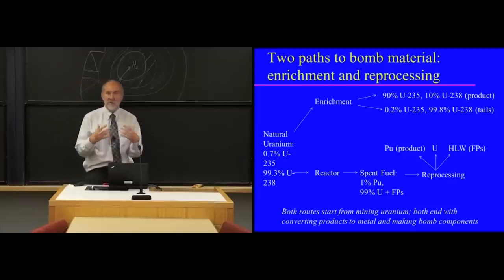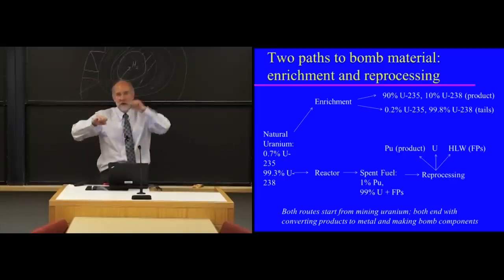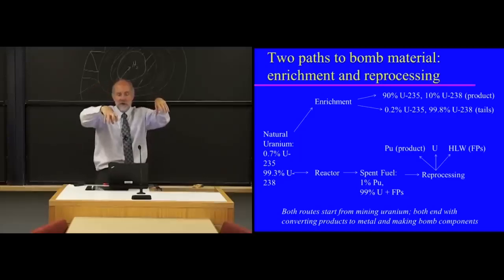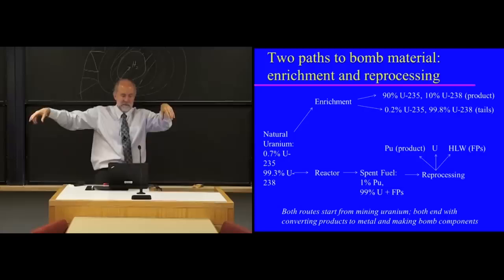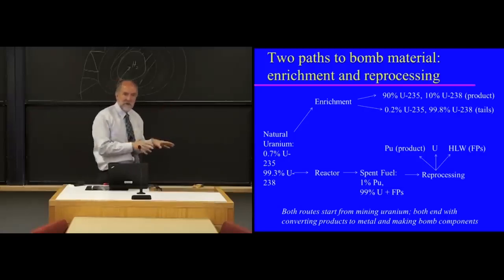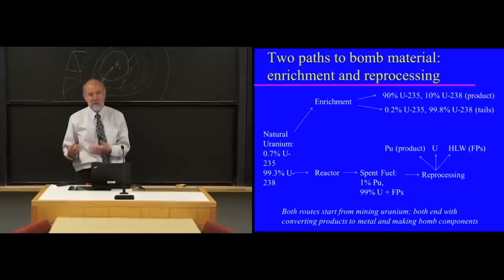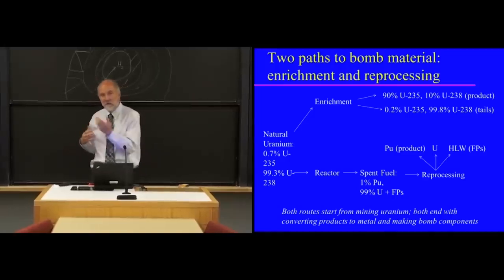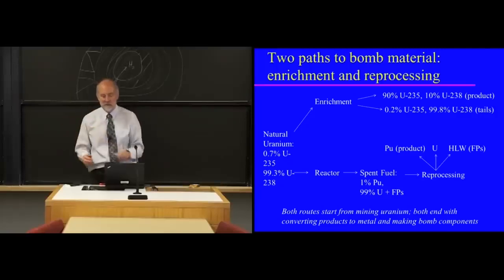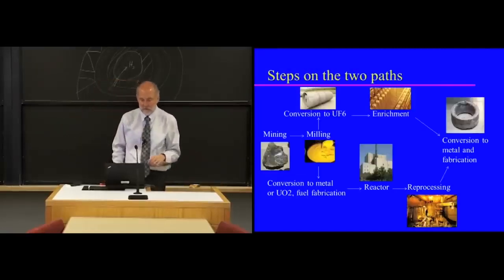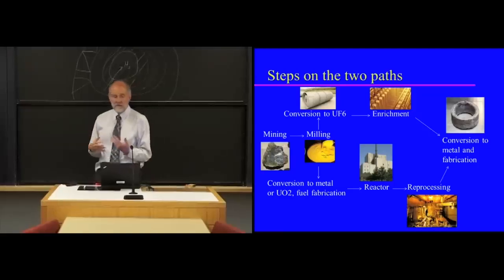Okay, so then you do the reprocessing, and that separates that spent fuel into three heaps: a heap of plutonium, a heap of uranium, and a heap of high-level waste, which is where the fission products go. Both routes start from mining uranium. Both end with converting the products, either the uranium or the plutonium, to metal, and then from that metal making bomb components. These are just some pictures to help you with that same way of thinking.